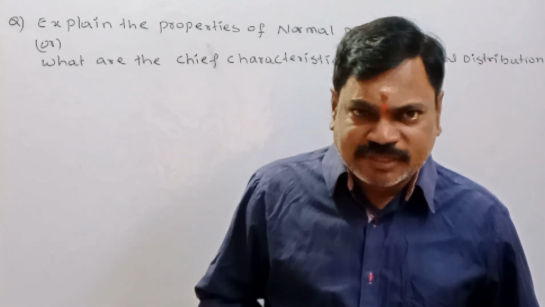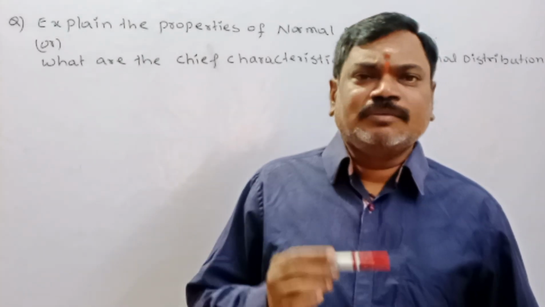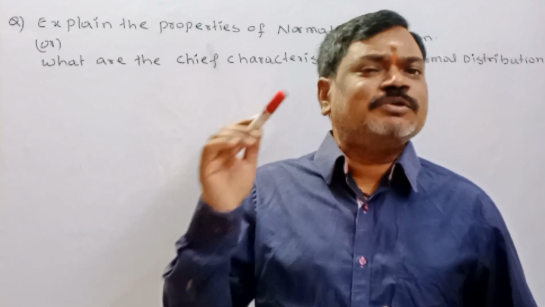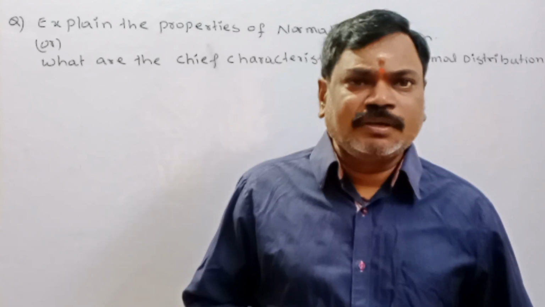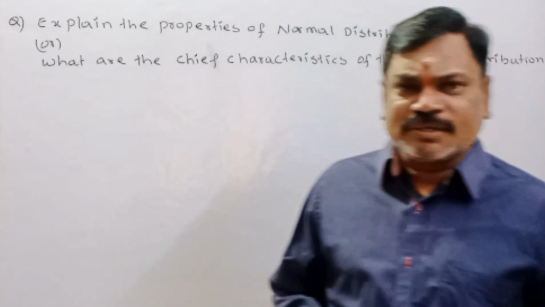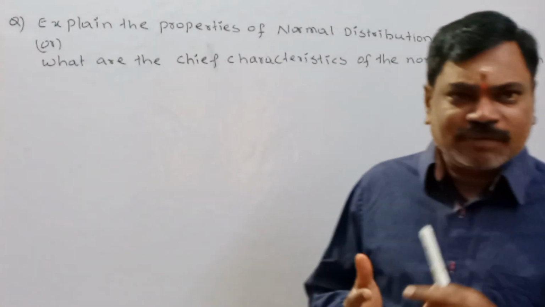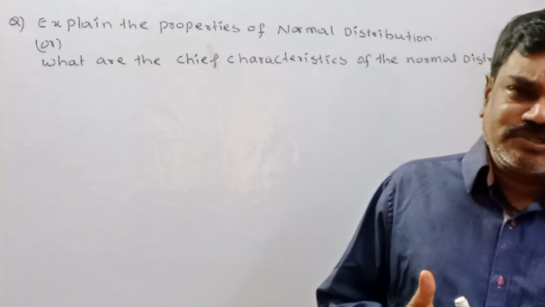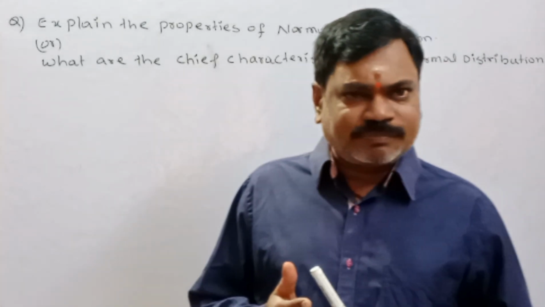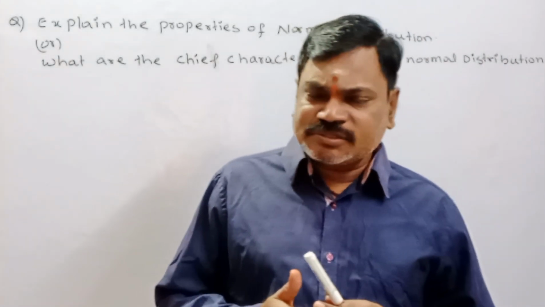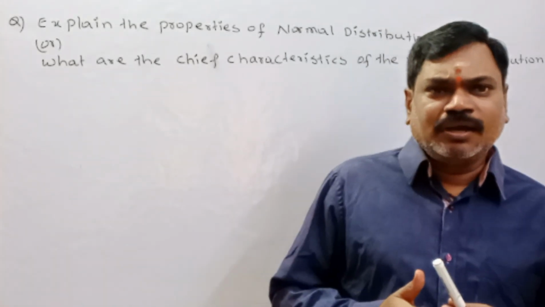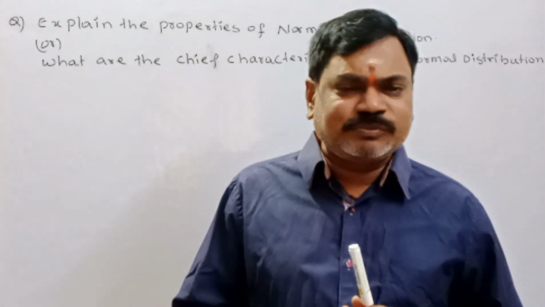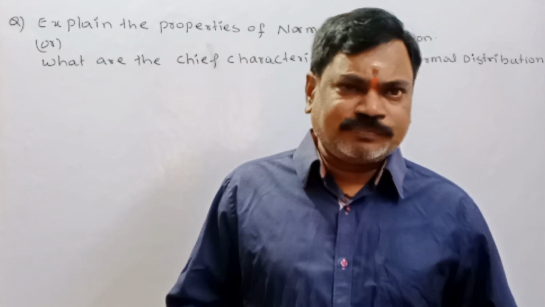Normal distribution is a continuous probability distribution, a continuous random variable probability distribution. So here, the mean of the normal distribution, median of the normal distribution, mode of the normal distribution, variance of the normal distribution, and mean deviation from mean for the normal distribution we completed.